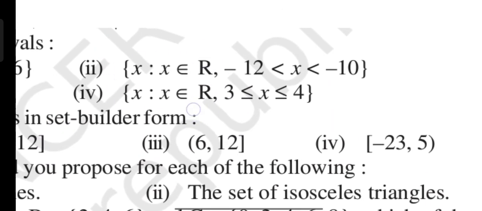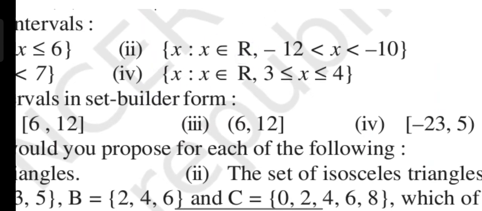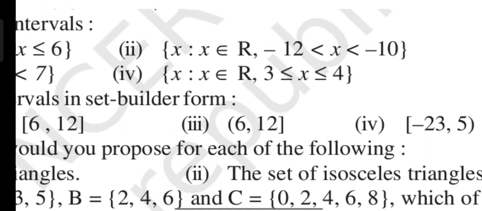This much is the same for everyone. Set of all x such that x belongs to R. Only the numbers vary. So the first one is 6 and 12, both included, so less than or equal to. In this form it will come 6 less than or equal to x less than or equal to 12. Here 6 is not included and 12 is included. Since 12 is included, there comes less than or equal to. 6 is not included, so less than.